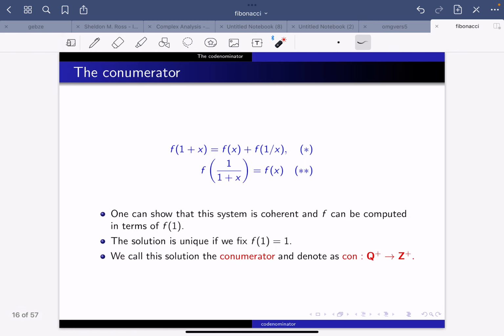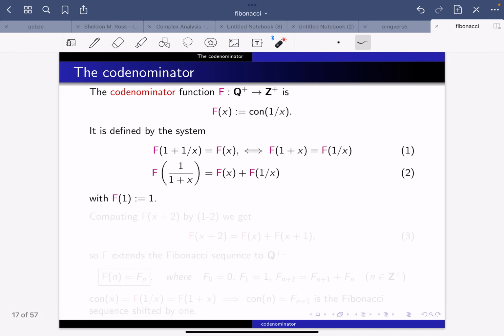And we call its solution the conumerator function and denote it as con, from the set of positive rationals to the set of positive integers. The codenominator function is defined to be the conumerator of 1 over x. So f of x equals conumerator of 1 over x.